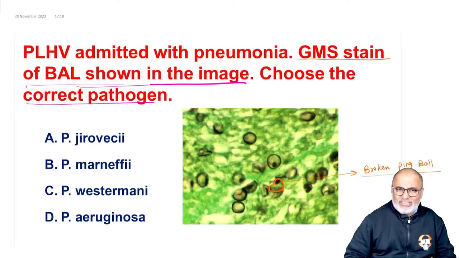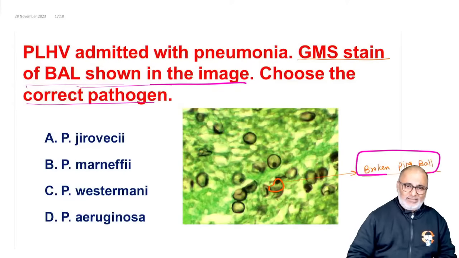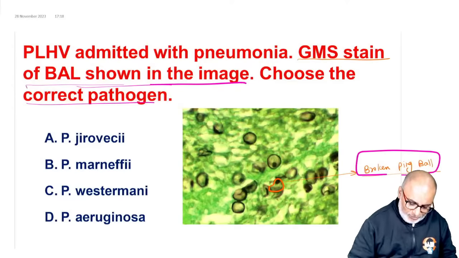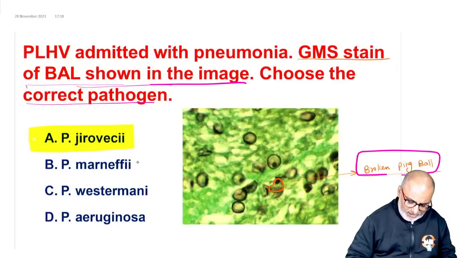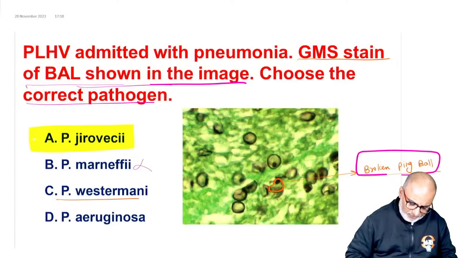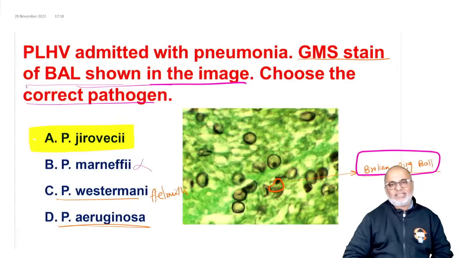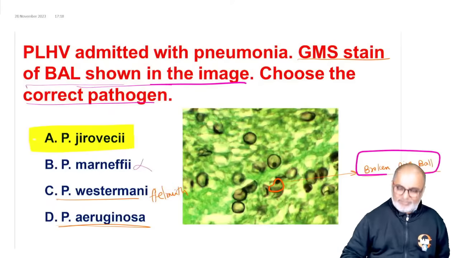HIV positive, GMS stain, and it produces broken ping ball appearance. Is it Pneumocystis jirovecii? Pneumocystis jirovecii. Penicillium marneffei, now it is called Talaromyces marneffei. It is a dimorphic fungus. Paragonimus westermani is a protozoa, I mean it's a helminth, sorry, trematode. Pseudomonas aeruginosa is a bacteria. Okay. So easily you can make it.